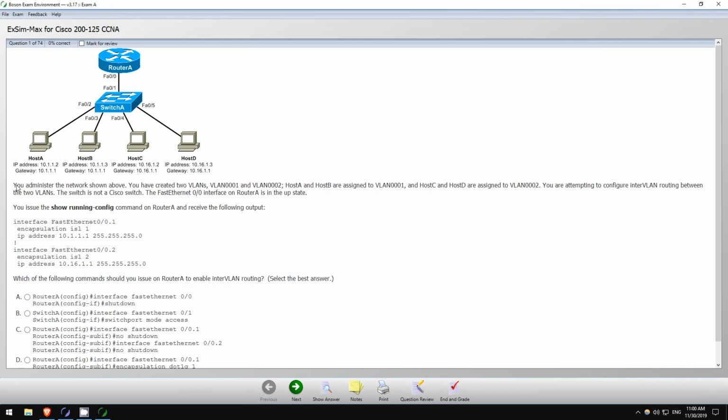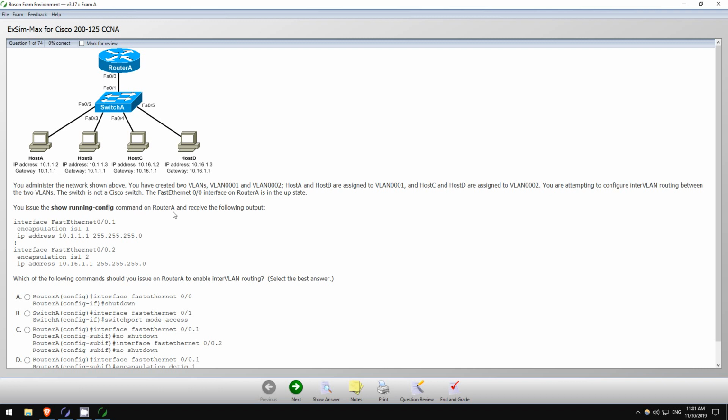Okay, so you administer the network shown above. We have created 2 VLANs, VLAN 1 and VLAN 2. Host A and host B are in VLAN 1. Host C and host D are in VLAN 2, okay? Okay, so this is inter-VLAN routing between the 2 VLANs. The switch is not a Cisco switch. Fast Ethernet 0 on router A is in the up state.